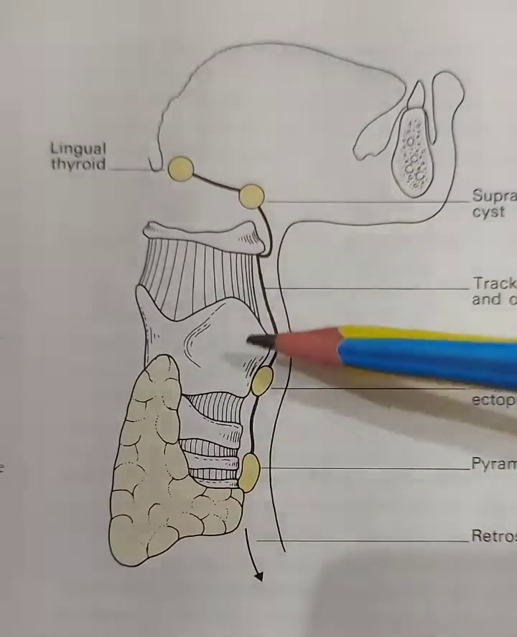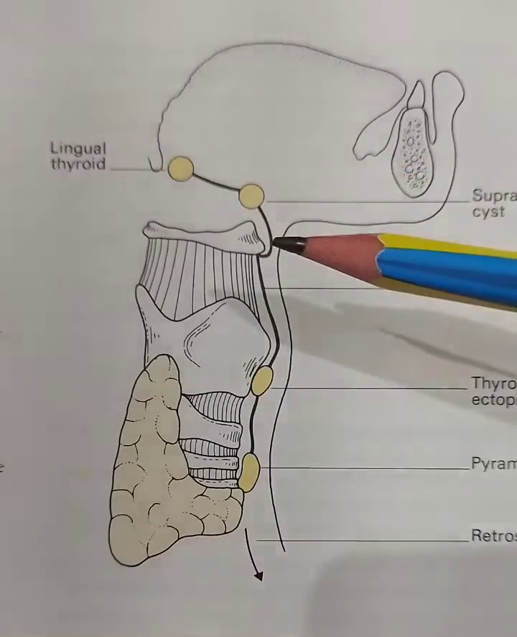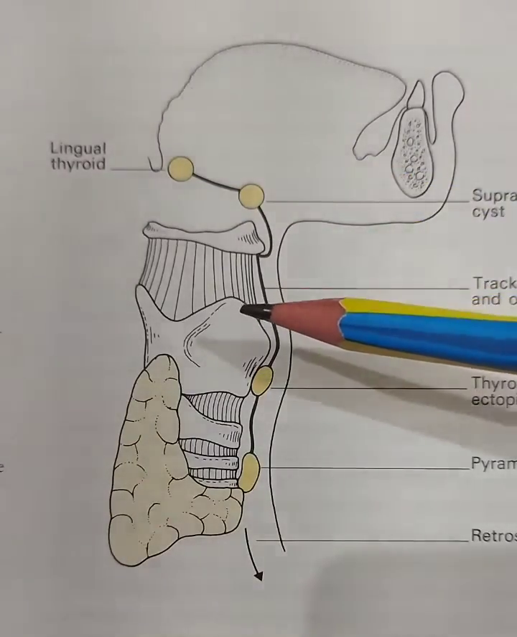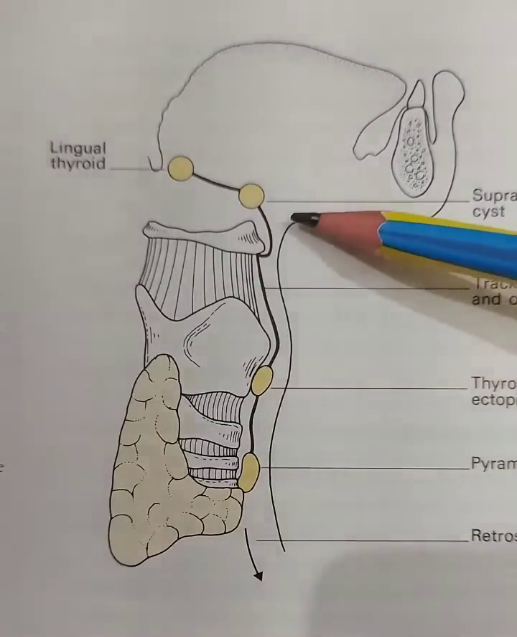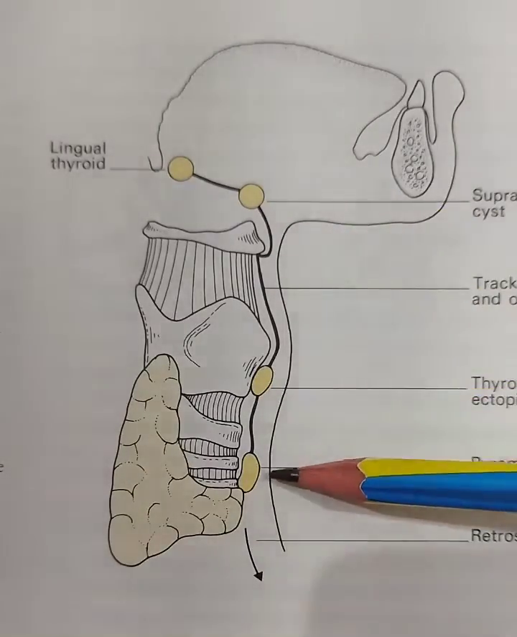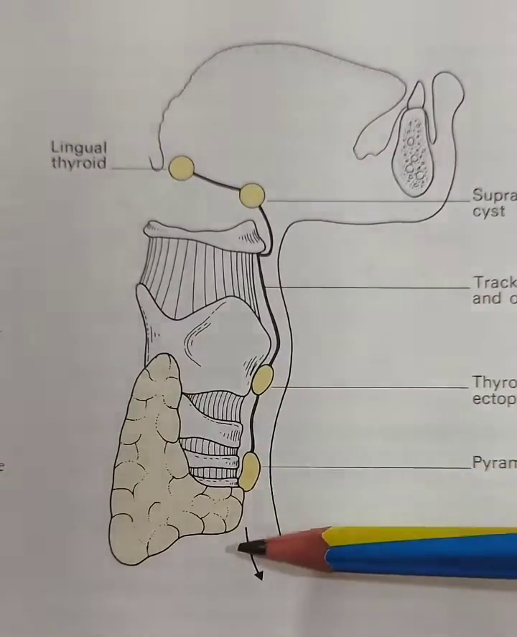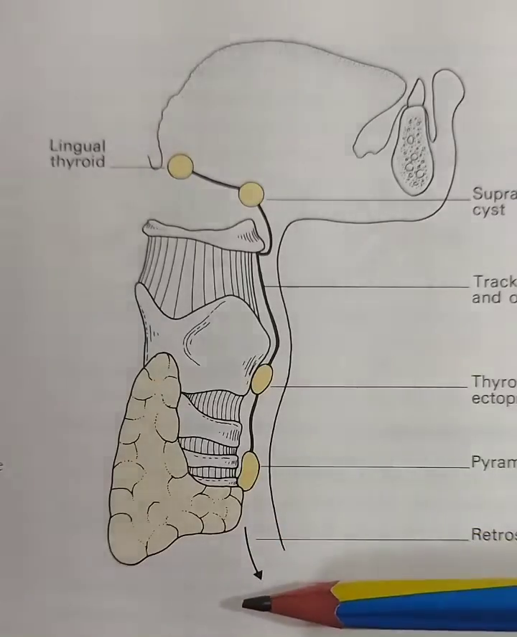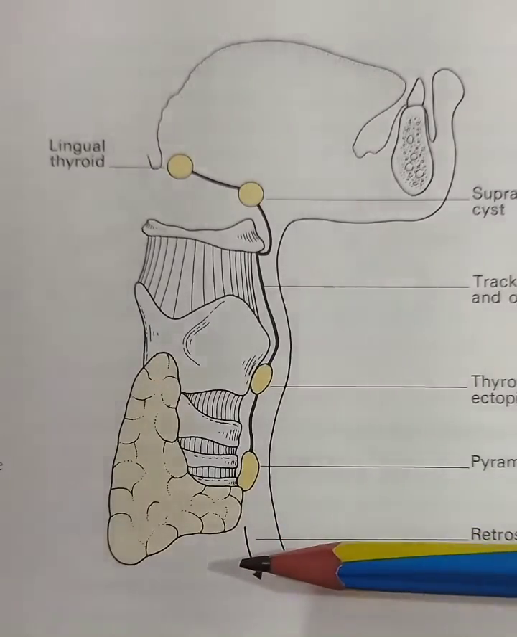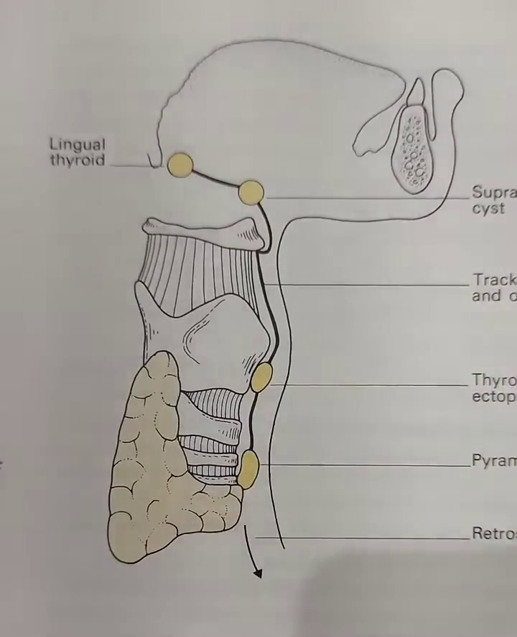So these are the possible sites of ectopic location of thyroid tissue, thyroid cyst or thyroglossal fistula. One thing you have to remember: all ectopic tissue is found at the midline. Sometimes this ectopic tissue may be found retrosternally, in the superior mediastinum. So this is all about ectopic location of the thyroid tissue.